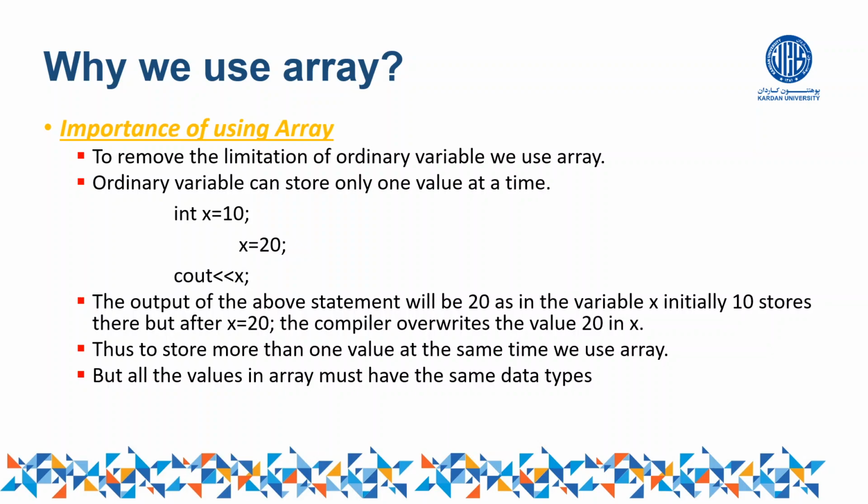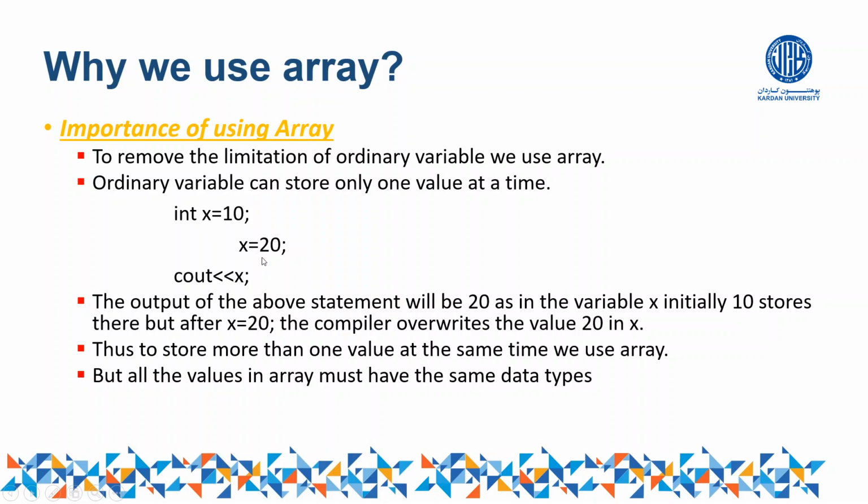Now, why do we use an array? The question might be in your mind. So let's have a look at the importance of using an array. To remove the limitation of an ordinary variable, we use an array. We know that an ordinary variable can store only one value at a time. For example, if this is a variable x, and we have initialized it with a value of 10, so the value of x is 10. Now, after this, we want to store a new value in the same variable, x.